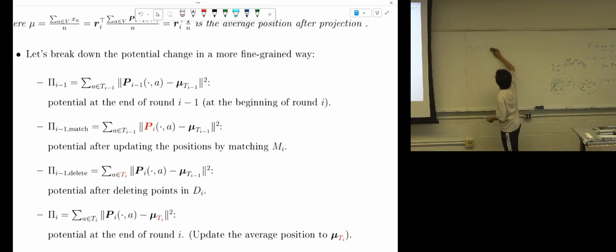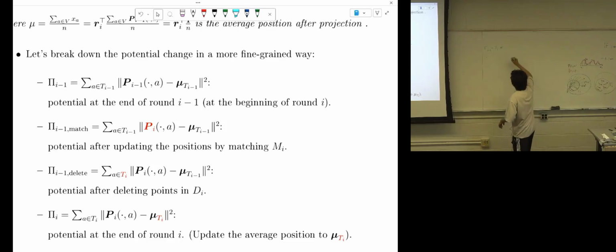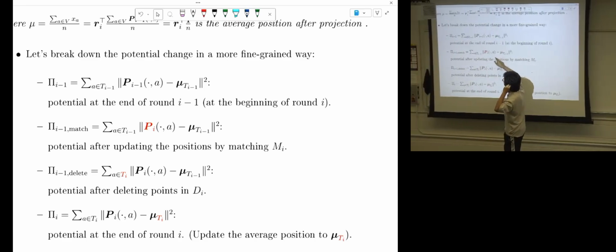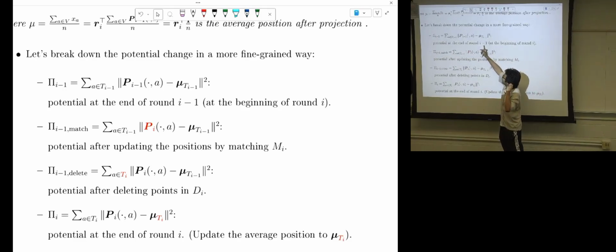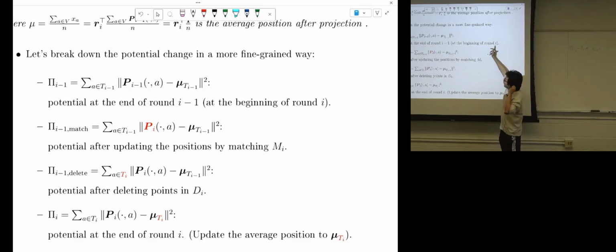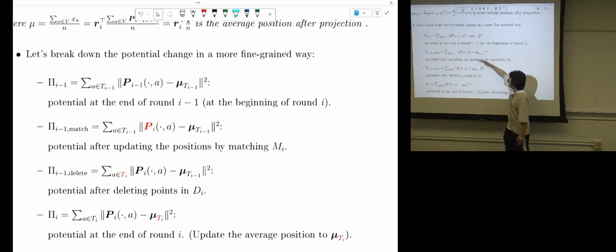Okay, but now I'm just gonna be a bit more fine-grained. I'm just gonna break this down into one minus this, the potential at the end of round i minus 1, which is basically the same as the potential at the beginning of round i. And then this is just the potential at the end of round i. So now let me break it down into several steps.